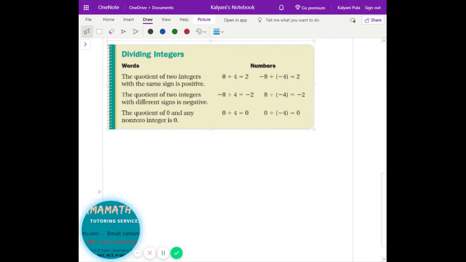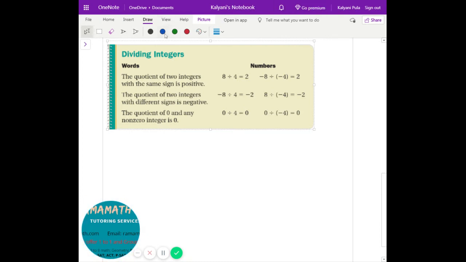Okay, the next one we're going to look at is dividing integers. When you look at dividing integers, we follow pretty much the same rules as multiplication. When you divide two positives, you get a positive. When you divide two negatives, you still get a positive. But if it's one negative, one positive, you end up with a negative. Same thing, 0 divided by 4 is 0. But 4 divided by 0 is undefined.